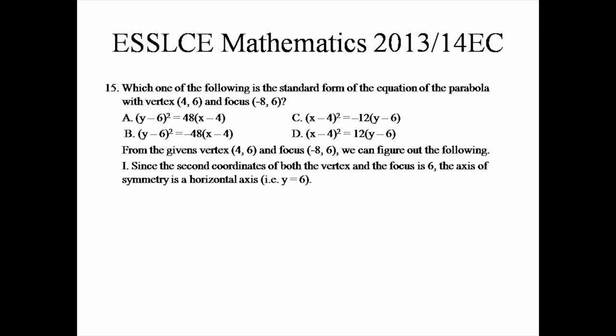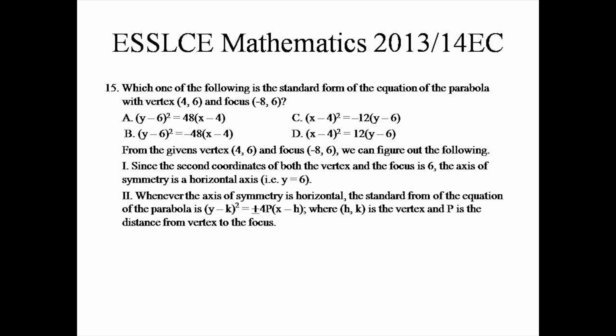Question number 15. Which one of the following is the standard form of equation of the parabola with vertex (4, 6) and the focus (-8, 6)? From the givens, we can figure out the following. 1. Since the second coordinate of both vertex and focus is 6, the axis of symmetry is the horizontal axis, that's y equals 6.